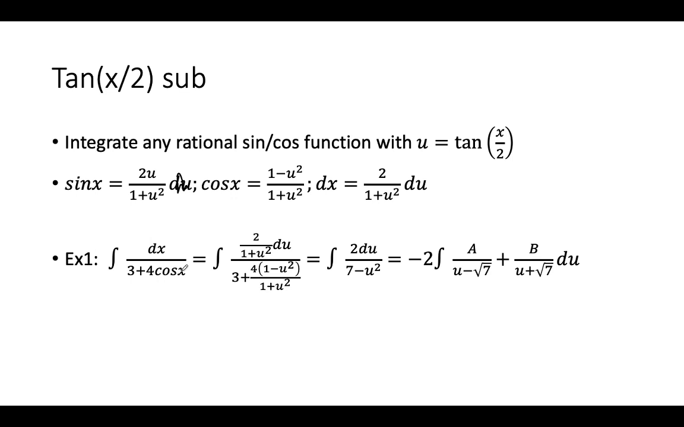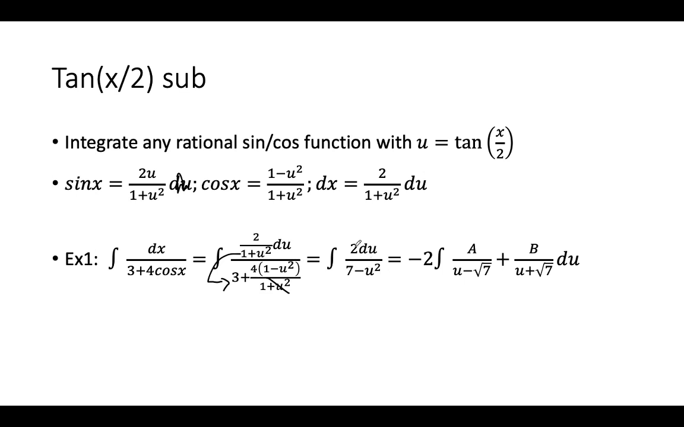No du in sight. But you do this u substitution. dx is 2 over 1 plus u squared. In this denominator, you have 3, and you have 4 times (1 minus u squared) over (1 plus u squared). And now, this comes down and multiplies the denominator, because it's a fraction. And then this multiplication will cancel out this term. And then you'll have 3 times (1 plus u squared), plus 4 times (1 minus u squared). So you have 7 minus u squared.